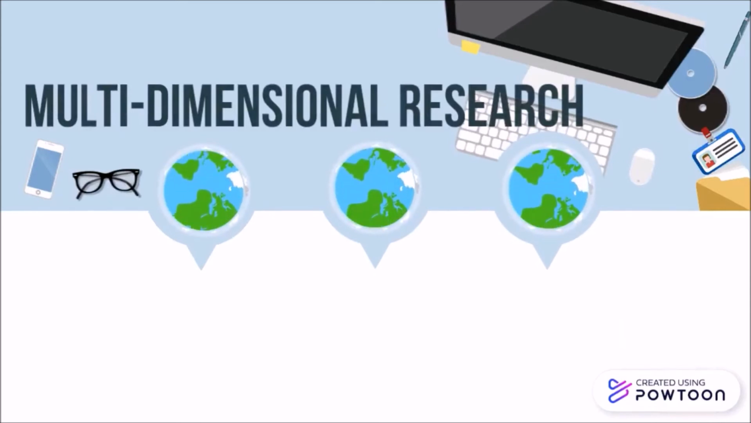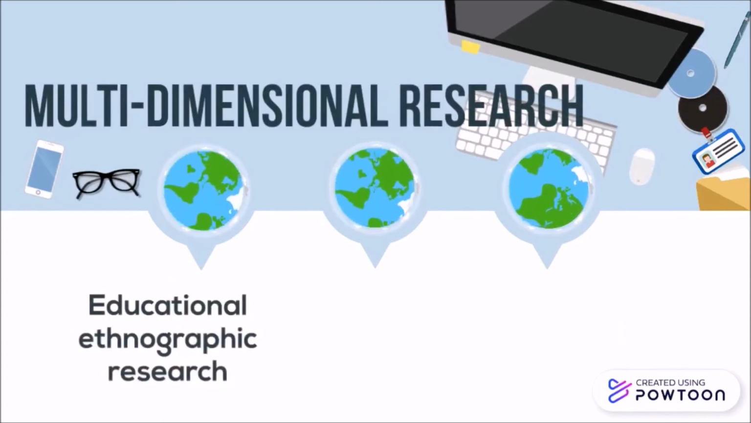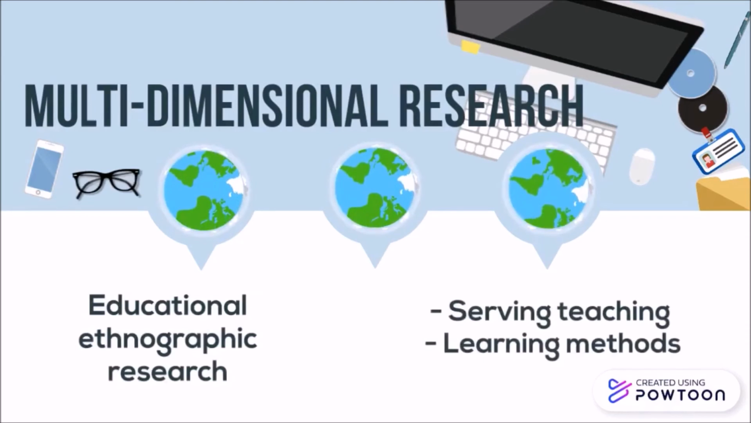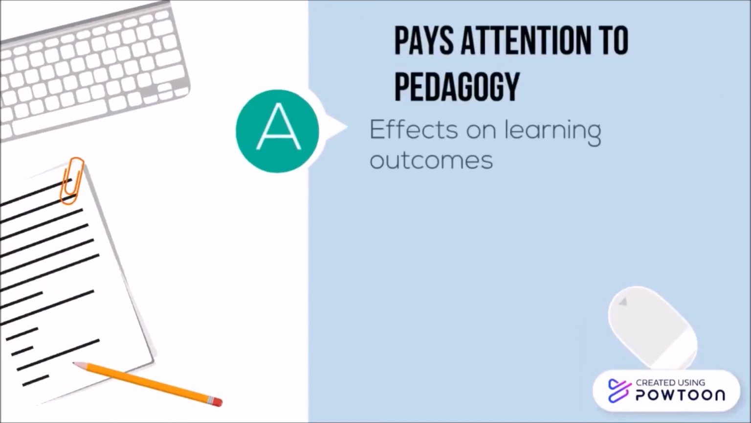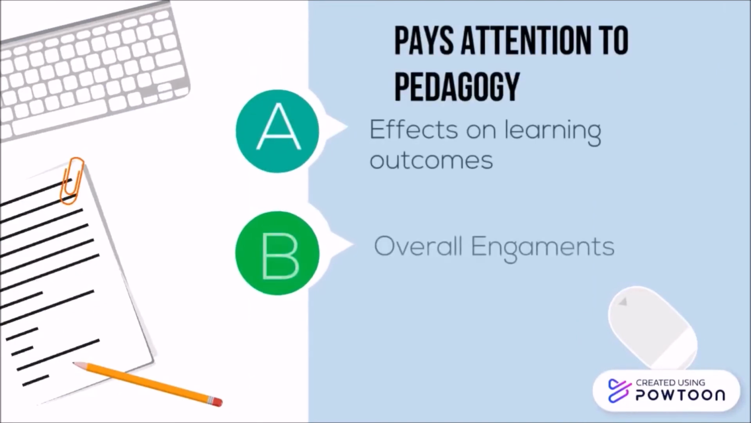In this particular case, we're going to submerge ourselves in the nature of educational ethnographic research, which is a research design that involves observing teaching and learning methods and how these affect classroom behaviors. The research model pays attention to pedagogy, its effects on learning outcomes, and overall engagements by stakeholders within the classroom environment. Typically, educational ethnographic research studies students' attitudes, academic motivations, and dispositions to learn.